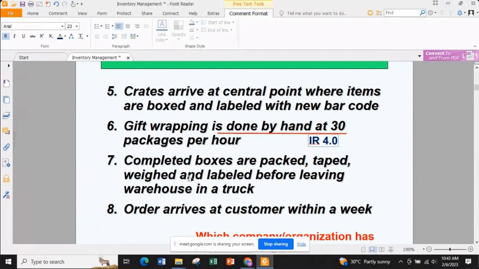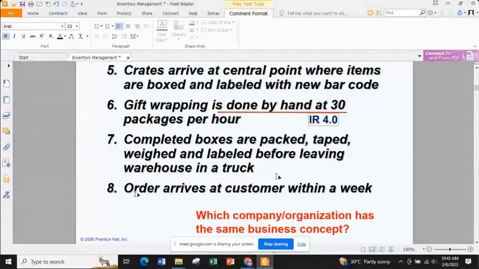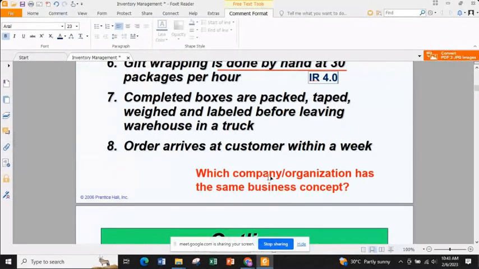Okay, completed boxes are packed, tagged, weighed and labeled before leaving the warehouse in a truck. Order arrives at the customer within a week. So the question: which company or organization has the same business concept? So you can explore after this.